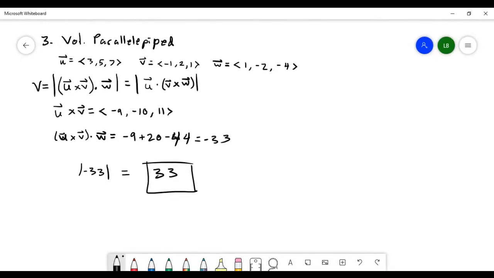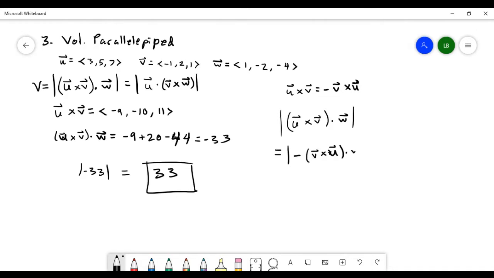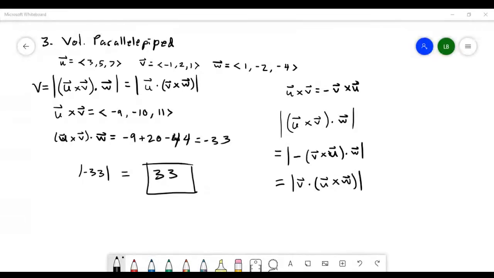Yes. Okay. Remember, since u cross v is equal to -v cross u, we could take u cross v dotted with w. Well, this is equivalent to -v cross u dotted with w, which, because the negative is just being canceled by the absolute value, we could say it's v dotted with u cross w. Oh, okay. Yeah, that makes sense.